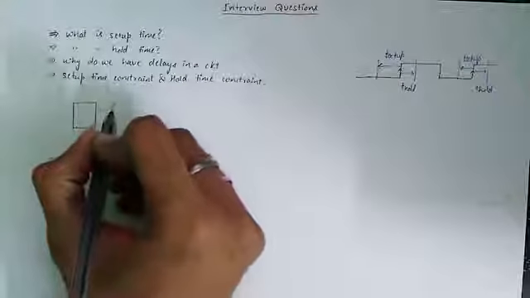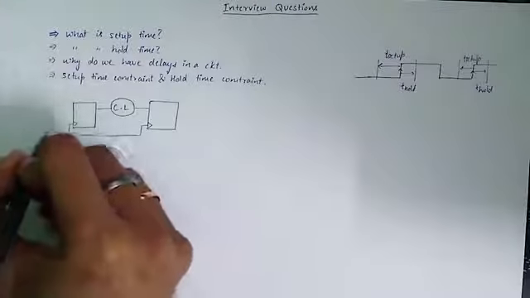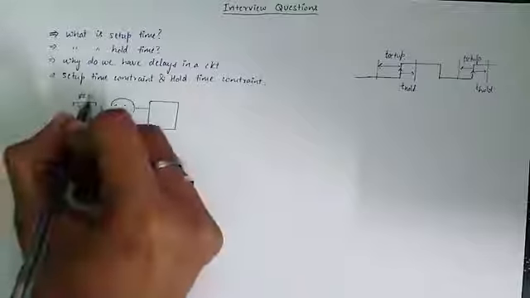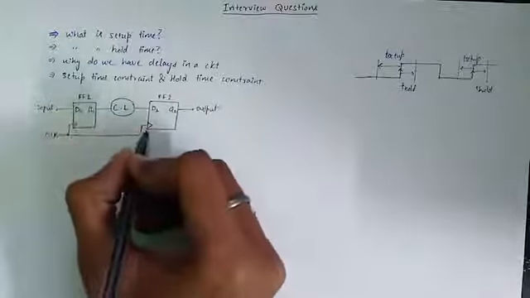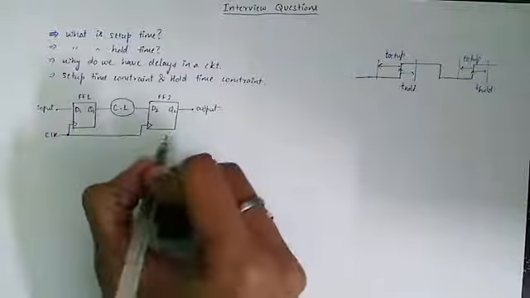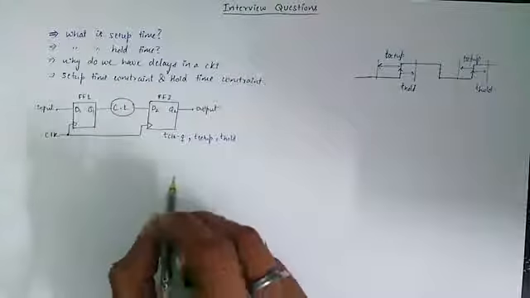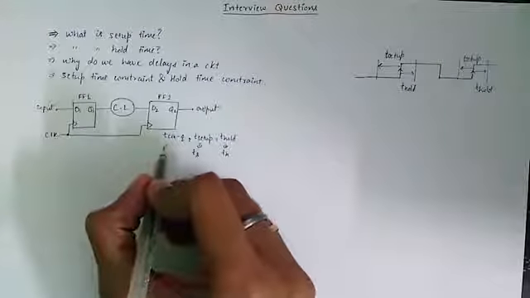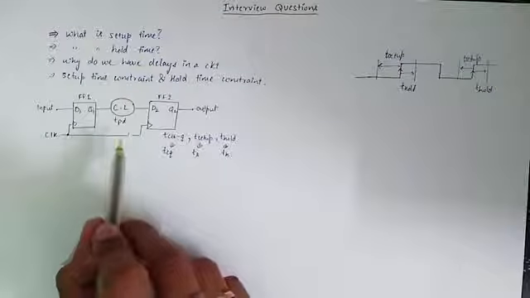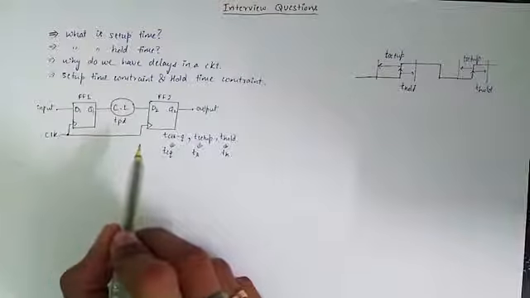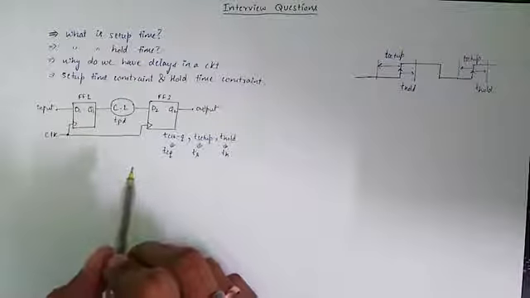Now let's look at another interview question. Here I have two flip-flops FF1 and FF2 with input given to the first flip-flop and output taken from second flip-flop, and some combinational logic block in between. Considering the delays in the circuit, we have clock to output propagation delay, setup time, hold time, and the combinational logic delay. The question is to find the maximum time period of the clock at which the circuit can operate without any setup or hold time violation.